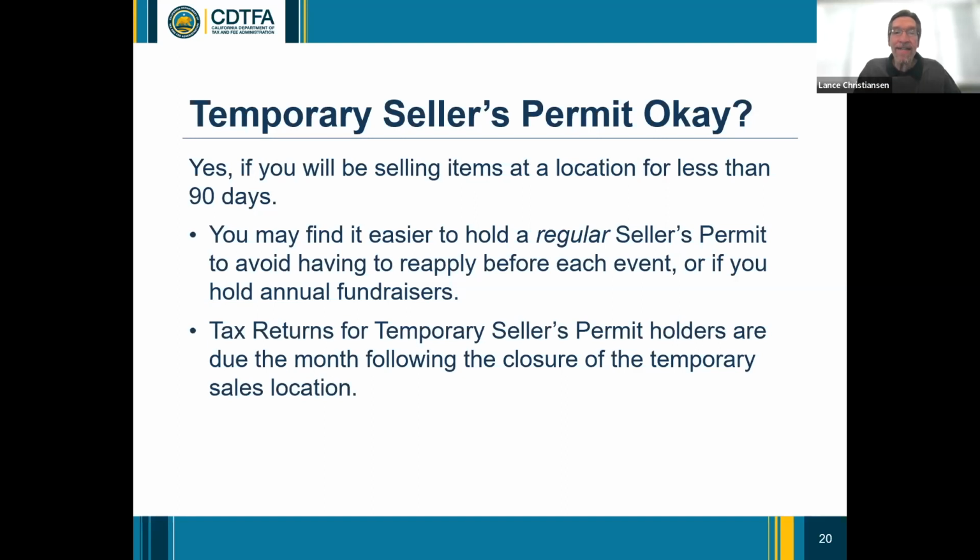If you do get that temporary permit, it's the same story. Once the temporary permit is done, in that 90 days or less, it's the following month that you would file your return. So if you had one for the fireworks stand, July gets done, August is when all the sales tax will be due, and that's when you would be filing.